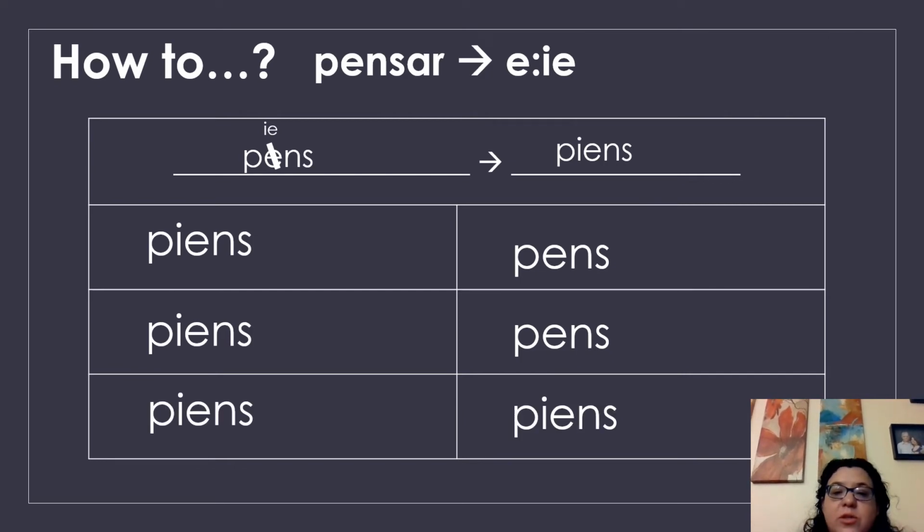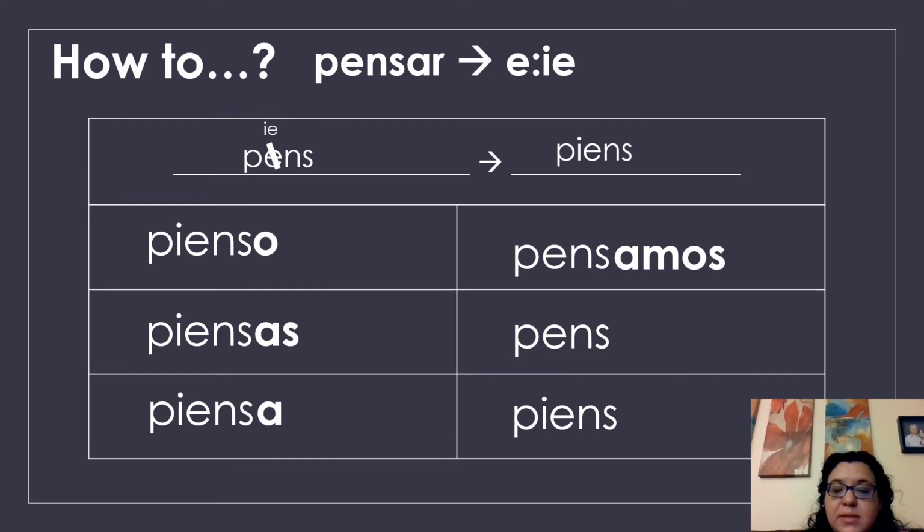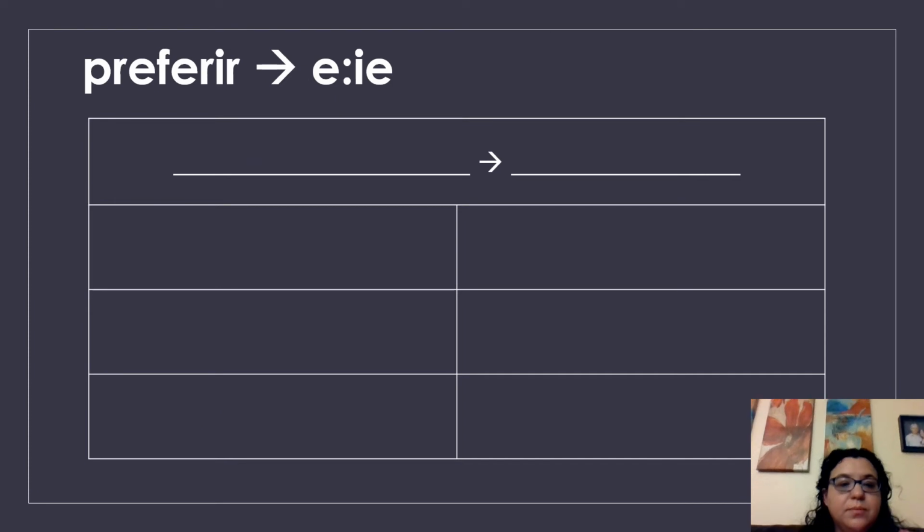Okay, and so what do we do now? Well, this is an AR verb, so we use our normal AR verb endings. Pienso, piensas, piensa, pensamos, pensáis, piensan. Okay, so let's do another example.